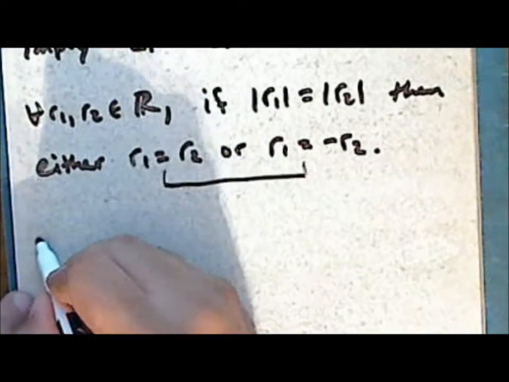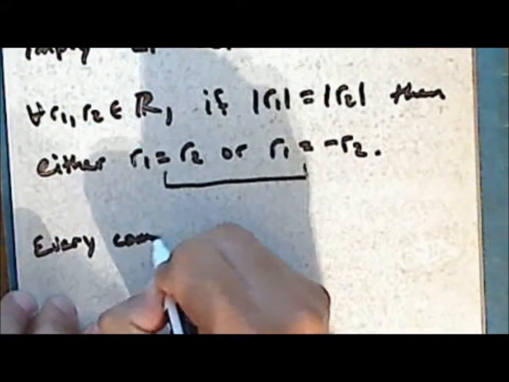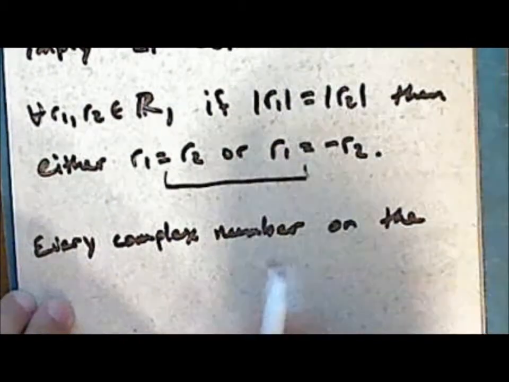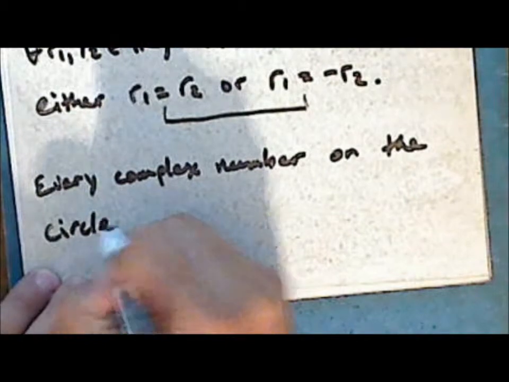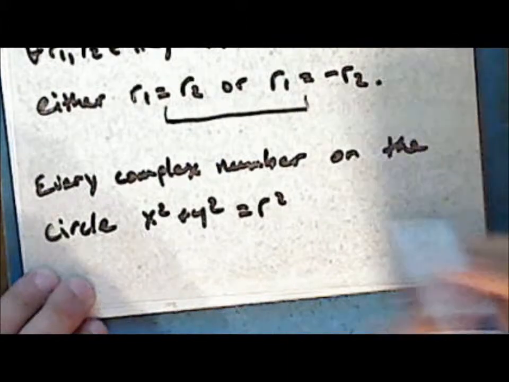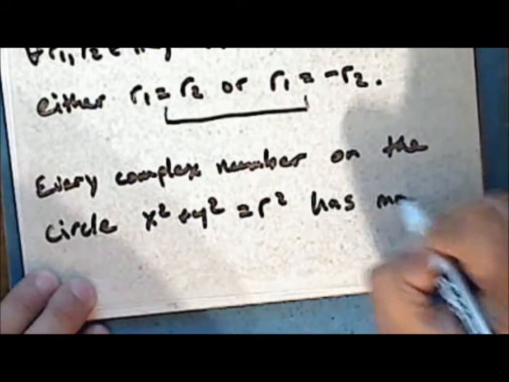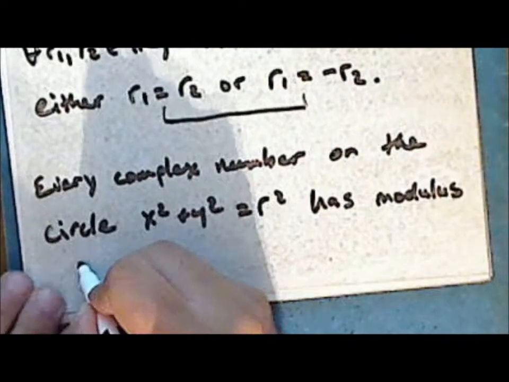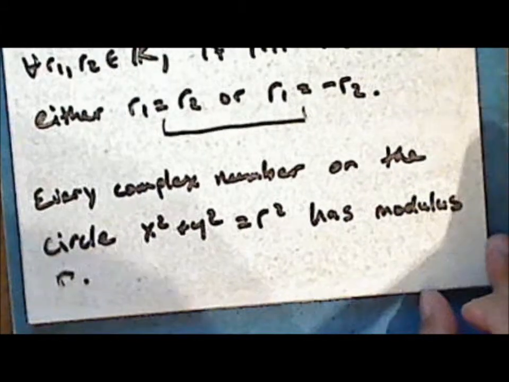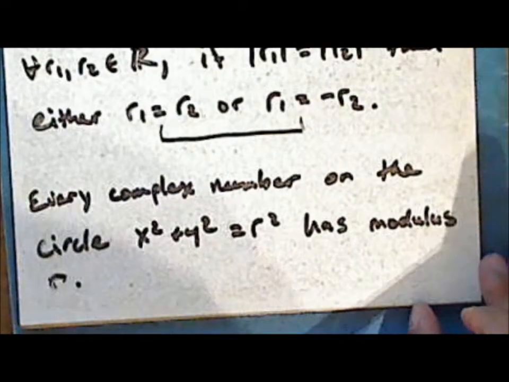Now, in contrast, in the complex numbers, every complex number on the circle x squared plus y squared equals r squared has the same modulus, and that modulus is the square root of r squared, or R. So these are differences between the complex numbers and the real numbers, and as stated, these differences are not algebraic in nature, but rather geometric in nature.